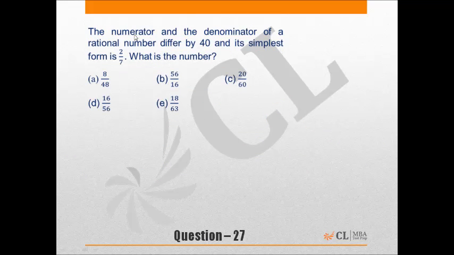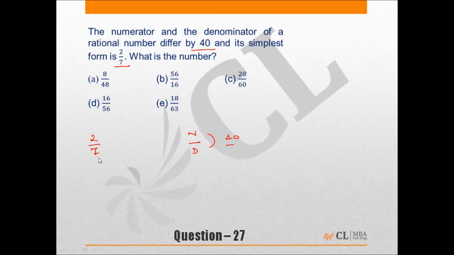Question 27. The numerator and denominator of a rational number differ by 40 and its simplest form is 2 by 7. What is the number? The simplest form is 2 by 7, and the difference between the numerator and the denominator is 40. Let's look at this question in a couple of different ways.